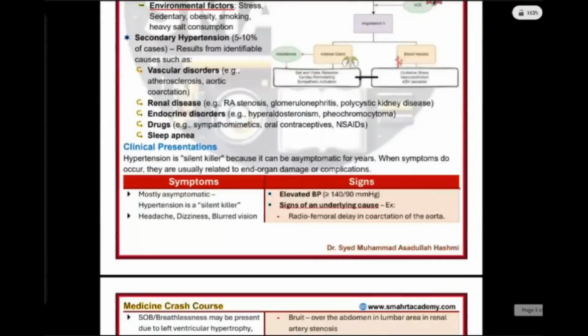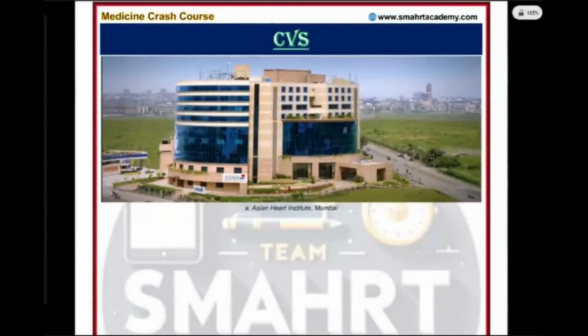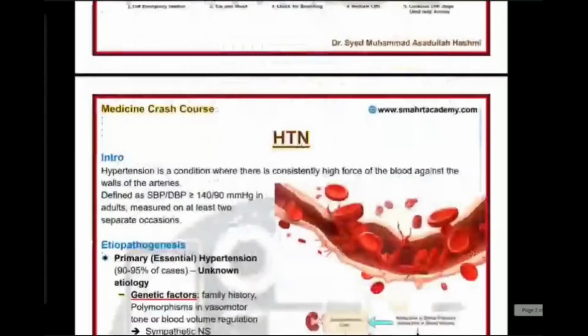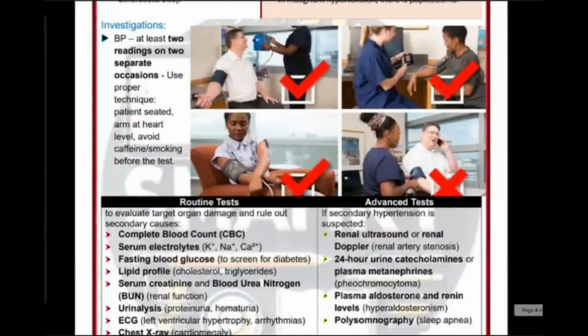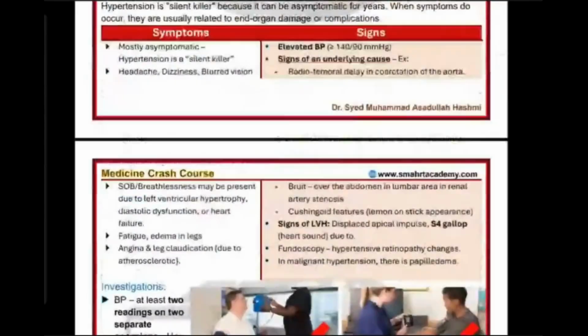Class, crash course, medicine. Okay, what did we study till now? We have completed key concepts. Hypertension over. Till hypertension we studied, no? Okay, okay, we'll start.